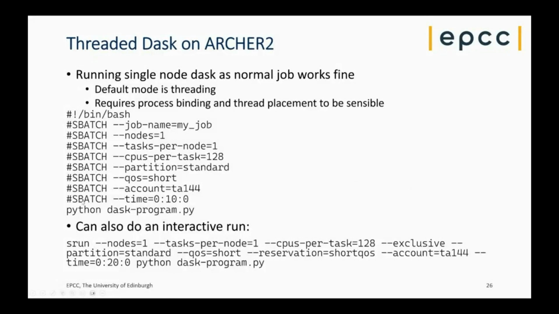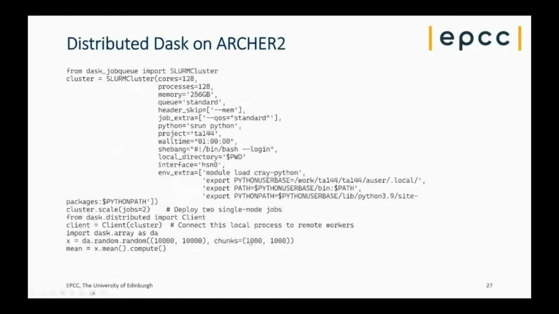We can run a normal Dask program, so single node Dask as normal, just as we've seen in previous batch scripts. So we've got here just a normal batch script or an interactive run, and that will run Dask just fine. But if you want to do a distributed job which goes across multiple nodes, then we need a bit more code in our Python. So this is all Python code which would go in my program.